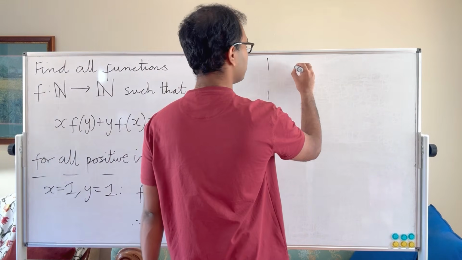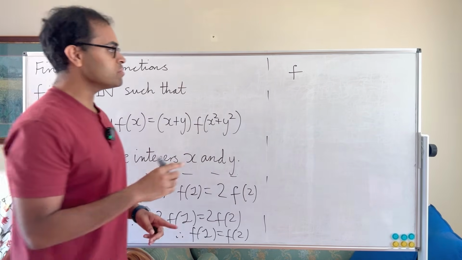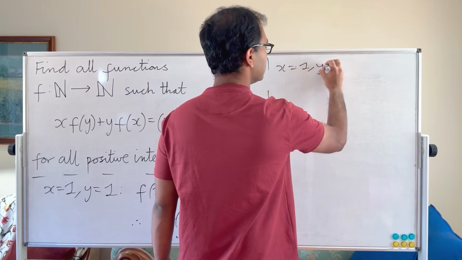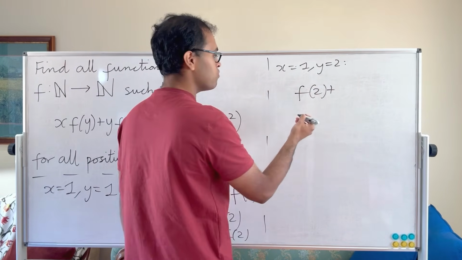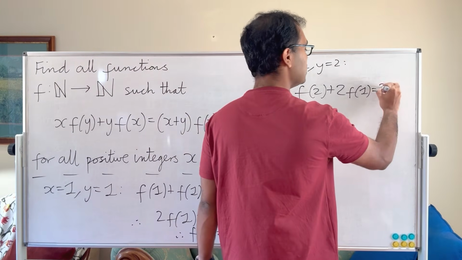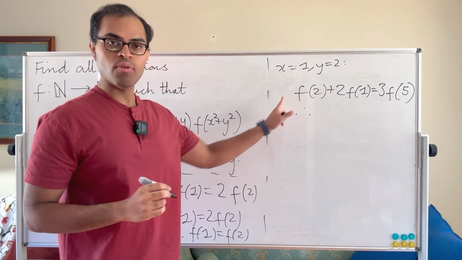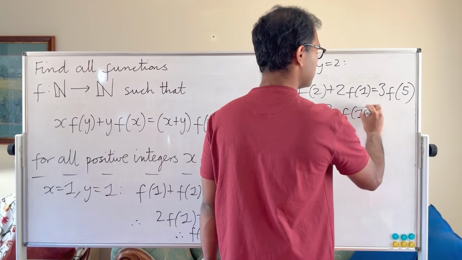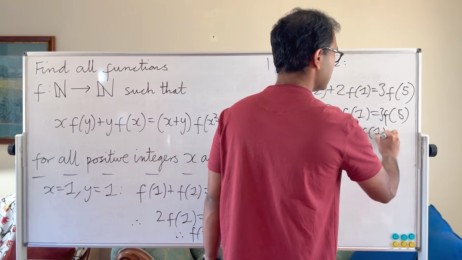We could write, for example, 1 squared plus 2 squared. If x is 1 and y is 2, 1 squared plus 2 squared is 5. So maybe we can find f of 5. I'm just going to write it out here. If x is 1 and y is 2, then we can say that 1 times f of 2 plus 2 times f of 1, so that's going to be 2f of 1, is going to equal x plus y, which is 3, times f of 1 squared plus 2 squared, which is f of 5. And observe again that we have f of 2 is f of 1, as we just figured out. So we're going to get 3f of 1 is equal to 3f of 5. So in other words, f of 1 is equal to f of 5. That's pretty cool.